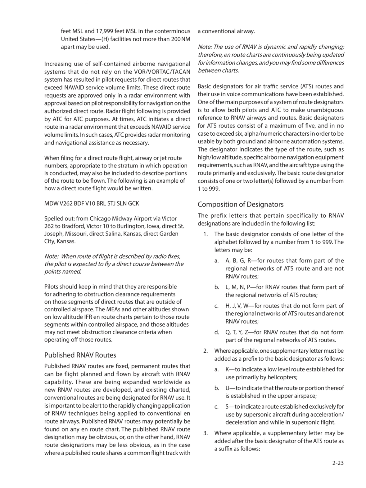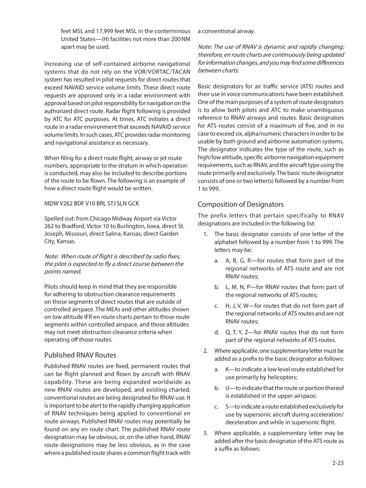Basic designators for ATS routes consist of a maximum of 5, and in no case to exceed 6, alphanumeric characters in order to be usable by both ground and airborne automation systems. The designator indicates the type of the route, such as high or low altitude, specific airborne navigation equipment requirements, such as RNP, and the aircraft type using the route primarily and exclusively. The basic route designator consists of 1 or 2 letters followed by a number from 1 to 999. Composition of designators. The prefix letters that pertain specifically to RNP designations are included in the following list.